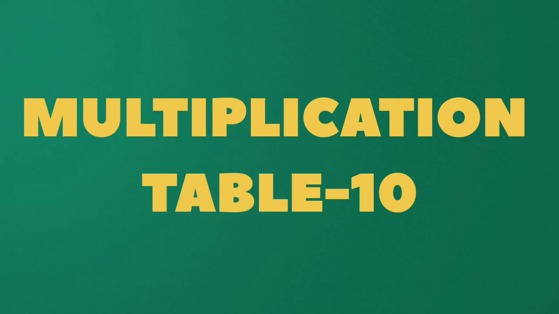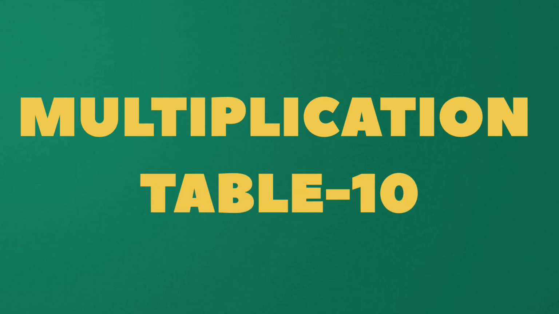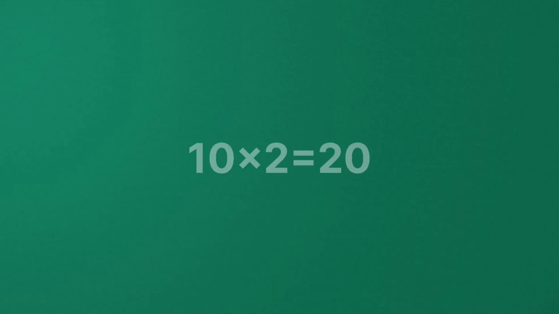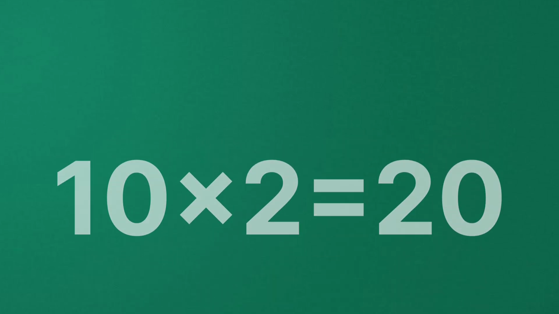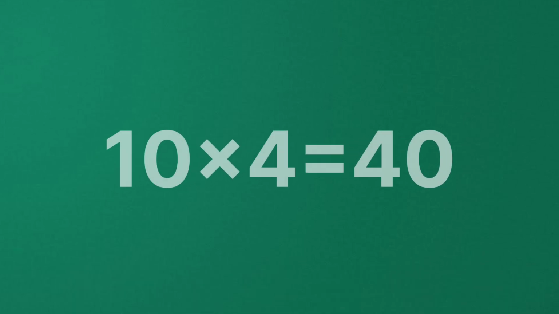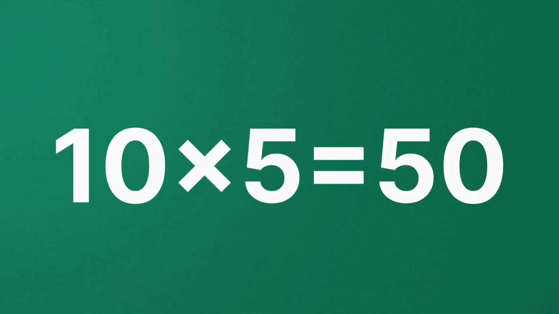Multiplication table of 10. 10 ones are 10. 10 twos are 20. 10 threes are 30. 10 fours are 40. 10 fives are 50.